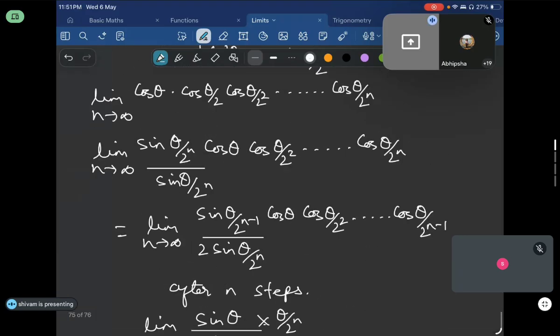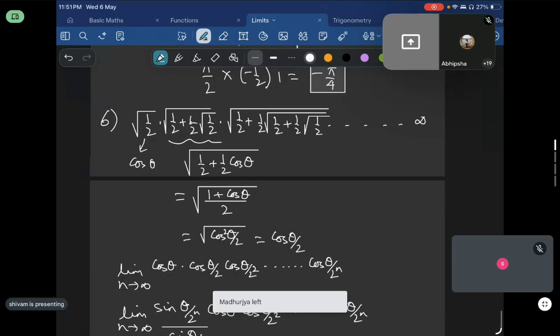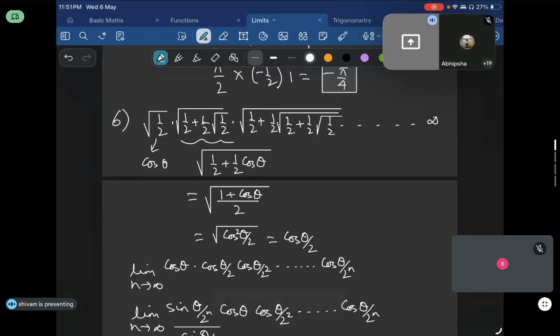Am I making a mistake? Let me see. I've taken cos theta as pi by 4. So the next one will become cos theta by 2, cos theta by 2 square, up to cos theta by 2 to the power n.